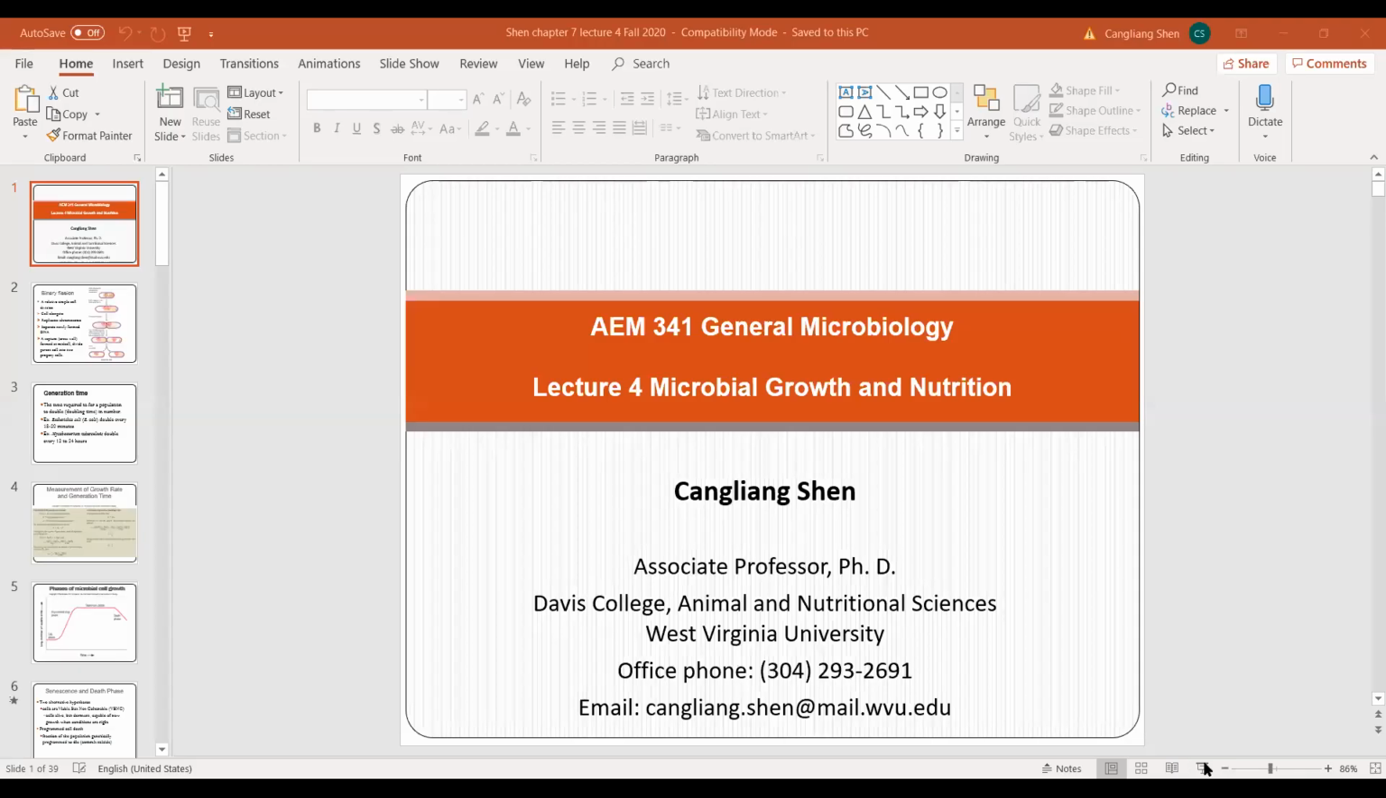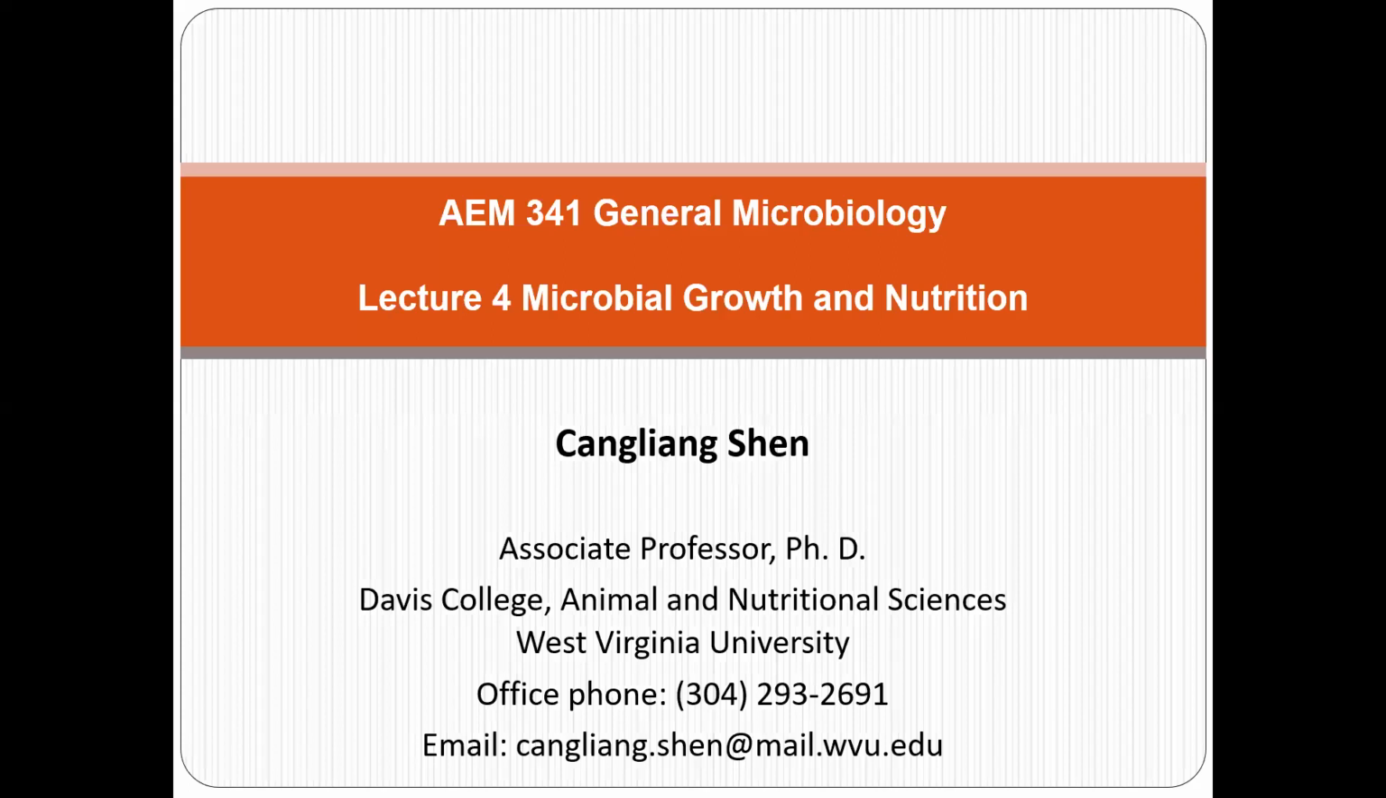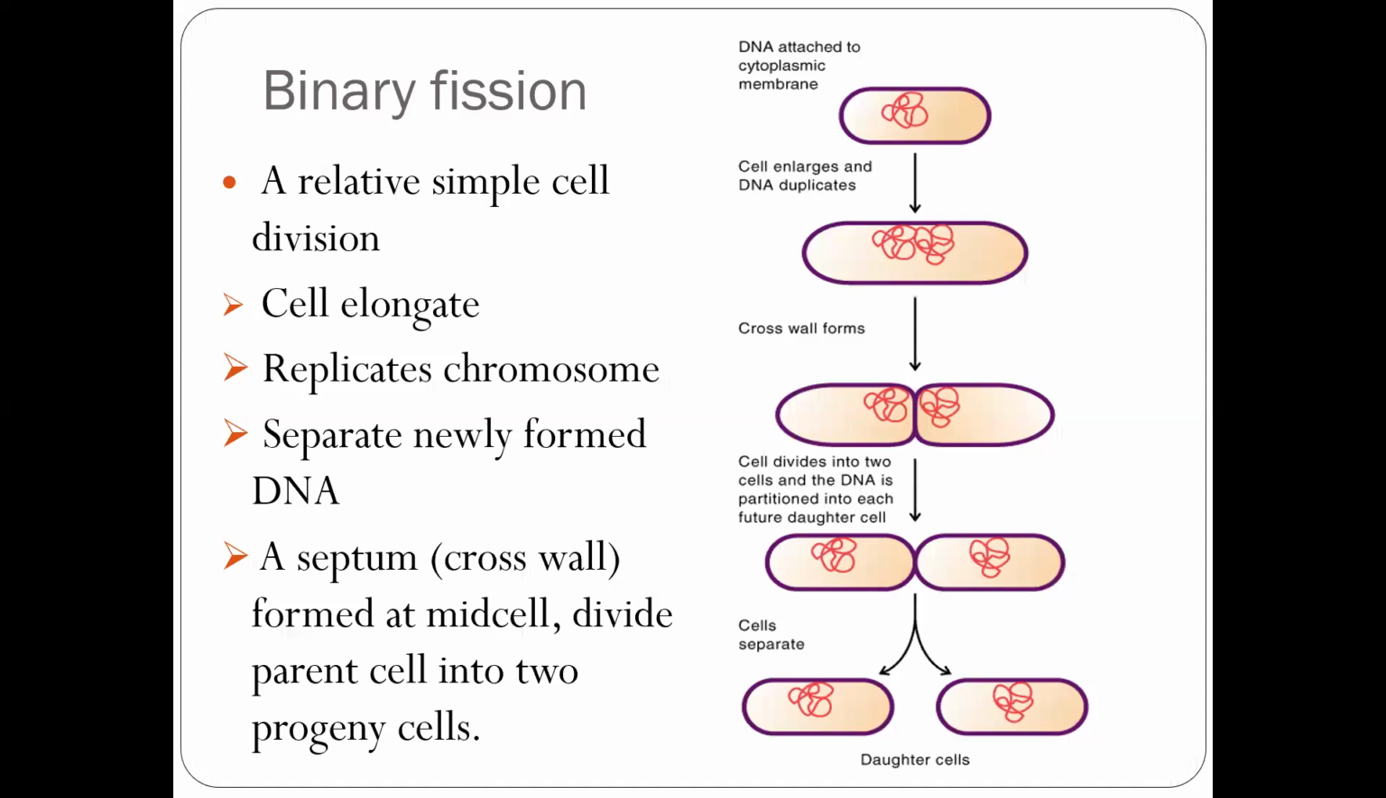Okay, so in this section, we're going to talk about lecture 4, microbial growth and nutrition. First of all, bacteria growing, we call it binary fission. Basically one cell will become 2, then 2 cells become 4, 4 become 8. That is called binary fission.